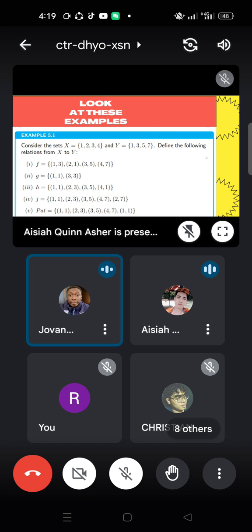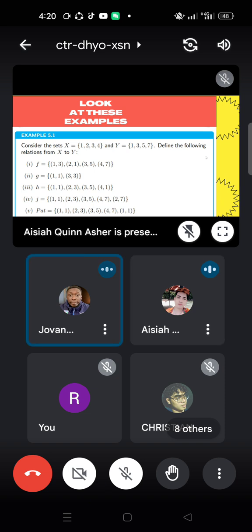Correct? Yes, sir. What is the pair of 1? 3. What is the pair of 2? 3. The pair of 3 is also 3, correct? Yes, sir. What is the pair of 4? 3, sir. Oh, 3 again. So therefore, your domain is X and your range is 3. Yes, sir.